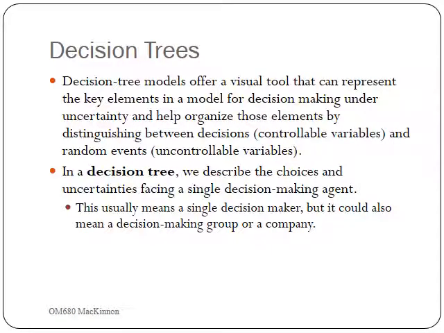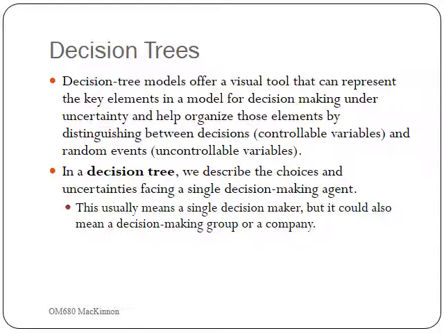Okay, so let's talk about decision trees. Decision trees are basically a formal type of probability tree. There is software that allows us to create decision trees within Excel, and these can represent the elements of our model for making decisions under uncertainty. People are very visual.